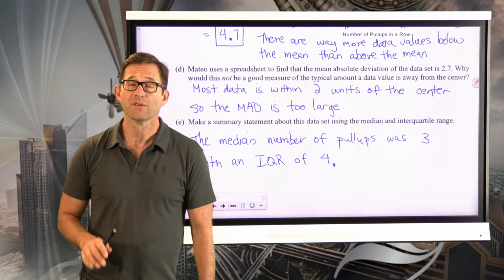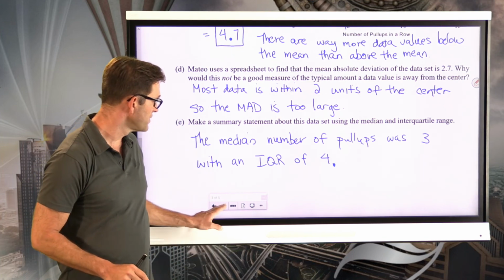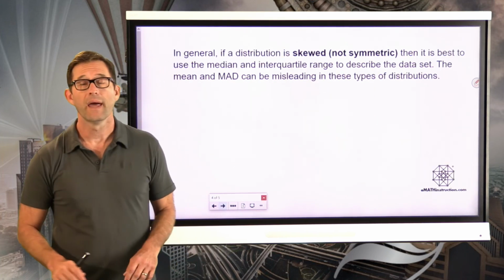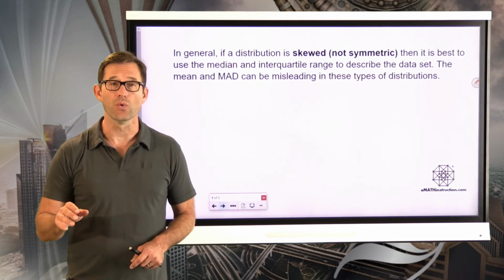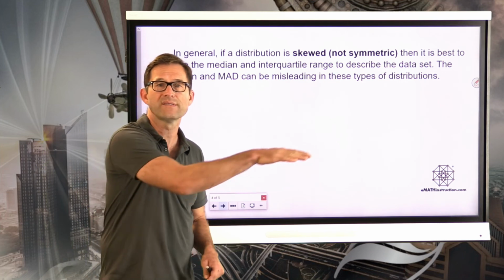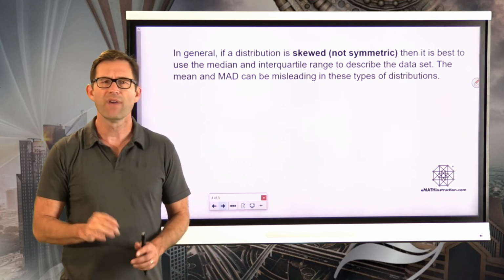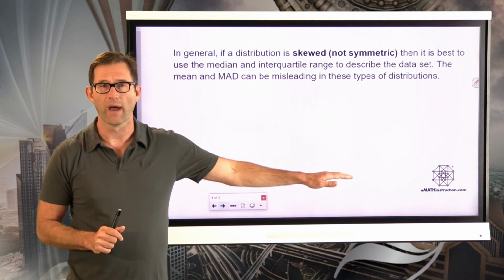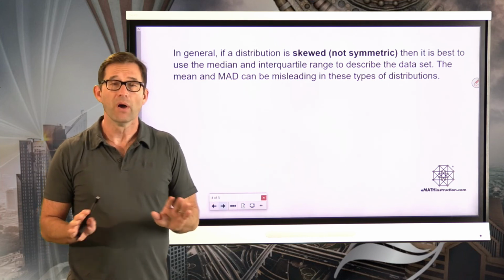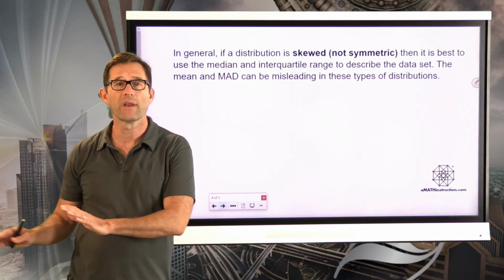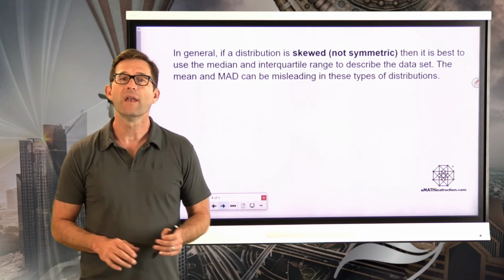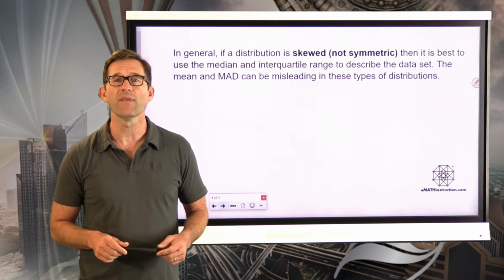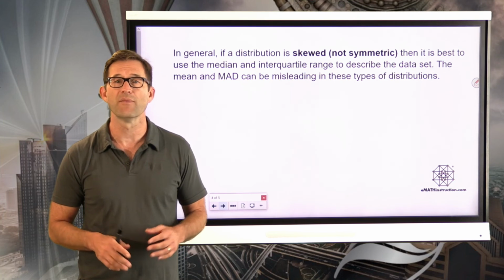All right, so let's really summarize what this lesson is all about. And it's pretty simple. In general, if a distribution is skewed, if it's got a tail that points out in one direction or the other, very often the tails point out to the right, but they don't have to. It could be a tail pointing out to the right or the left. You got this skewed distribution. Then it is best to use the median and the interquartile range to describe the data set.